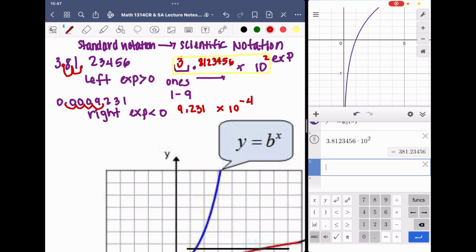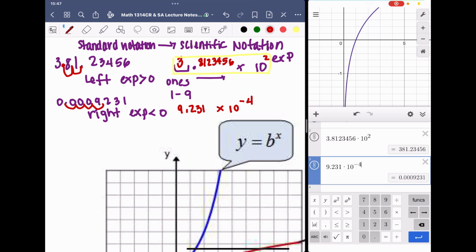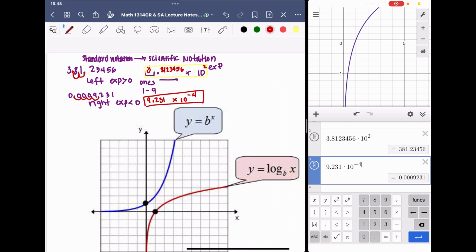And we can test that number out. I think the calculator will give it to us. Sometimes it doesn't. Sometimes the calculator actually gives you scientific notation. That's just a circumstance of the number. I forget at what digits it starts to give you scientific notation. So there you go, 0.0009231. This would be our solution in scientific notation.